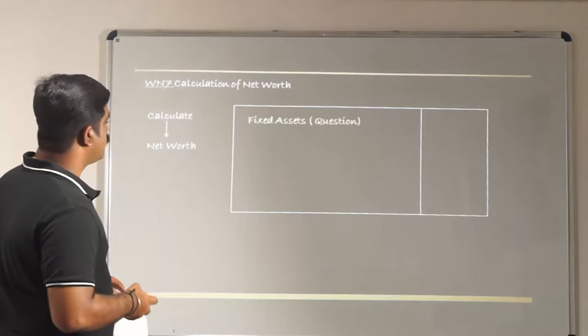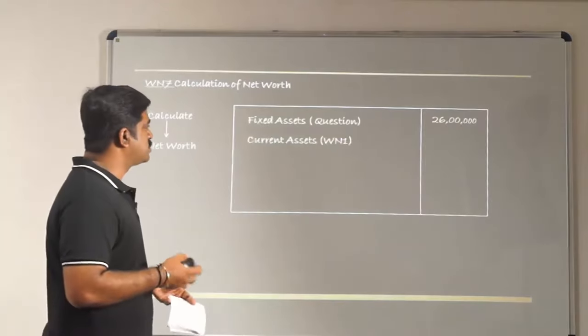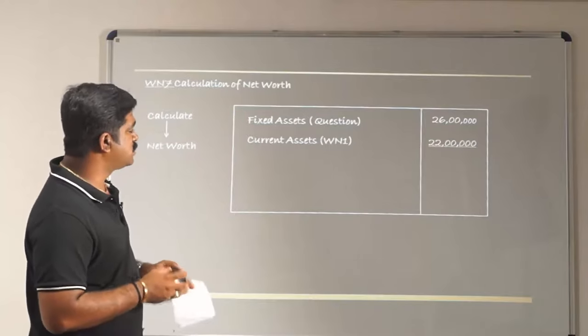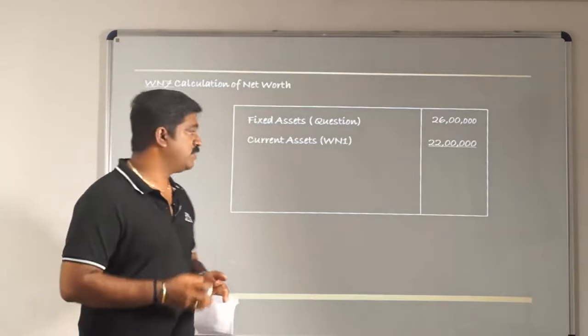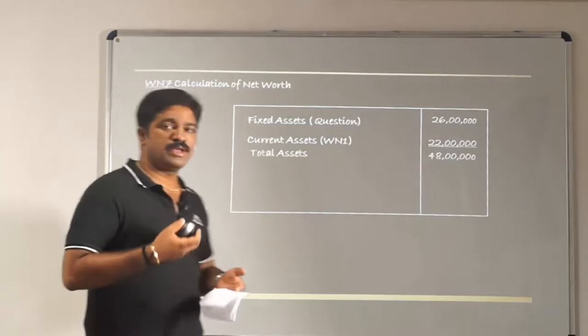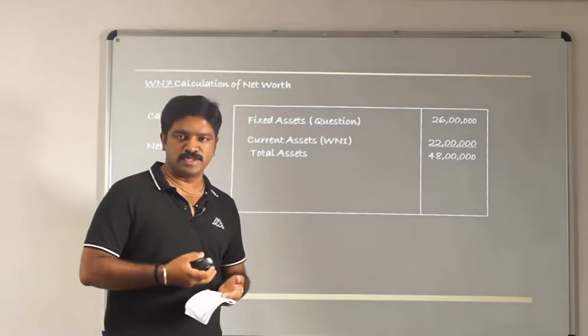We have to find net worth. We know fixed asset and current asset. Fixed asset is available in the question, 26 lakh. Current asset is 22 lakhs, which we have derived. So the total assets are 48 lakhs. So the automatic conclusion is total assets are nothing but the total liabilities.